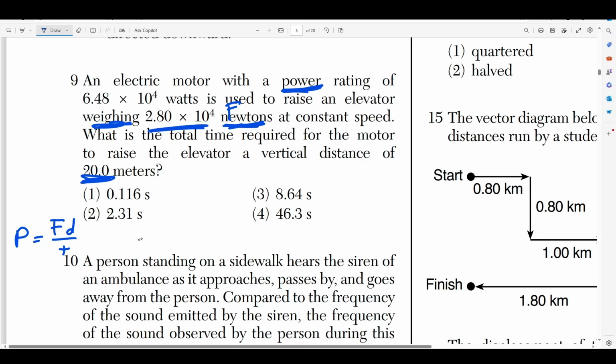Okay, so all you have to do is just say that 6.48 times 10 to the 4 watts is equal to force, right, which is 2.80 times 10 to the 4 newtons, times a distance of 20 meters, divided by t, and then you just need to solve for t. So you multiply both sides by t to cancel out whatever's in a fraction, and then you divide 2.8 times 10 to the 4 newtons times 20 meters by 6.48 times 10 to the 4th watts, right? And the answer you get when you plug this into your calculator is choice 3, 8.64 seconds.